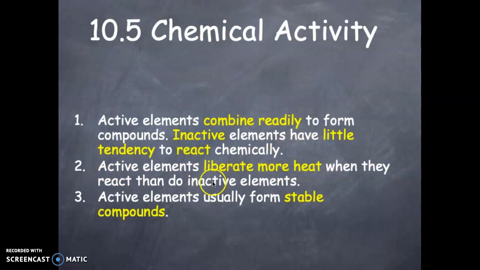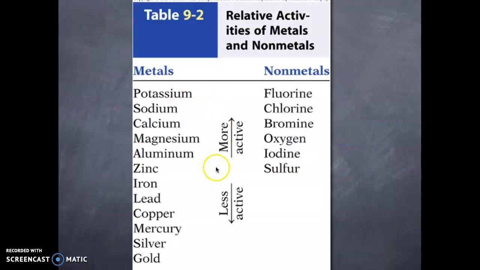Active elements combine readily to form compounds. Inactive elements have little tendency to react chemically with each other or with themselves. Active elements liberate more heat when they react than inactive elements do, and active elements usually form stable compounds. This is a relative table. Higher up on the table, metals or nonmetals are more active, and less active ones are down here. Gold is the least active element on this table.